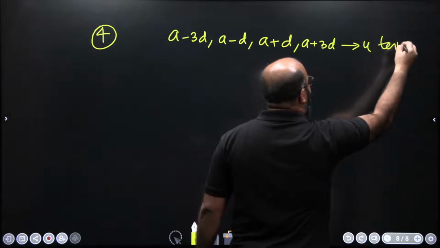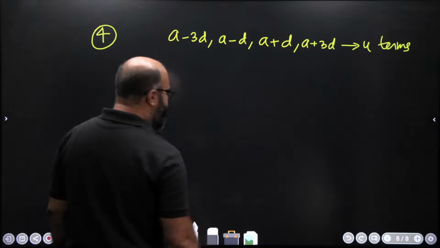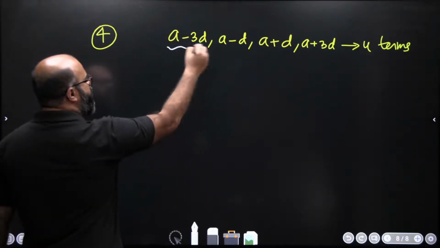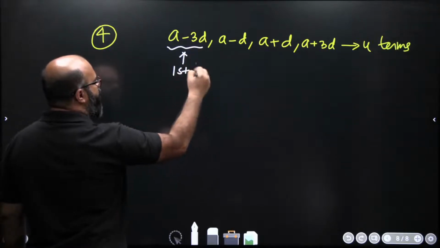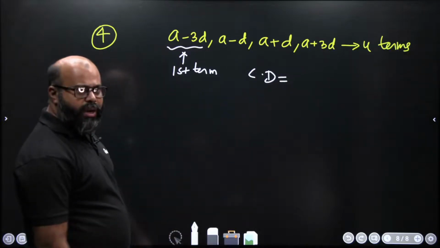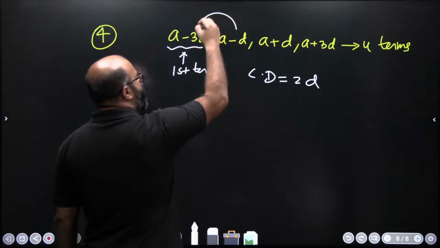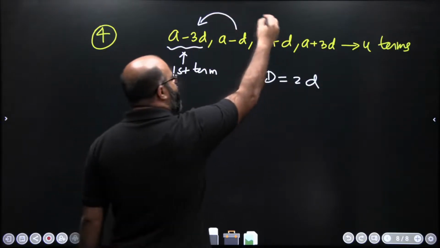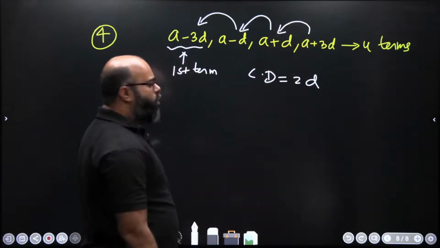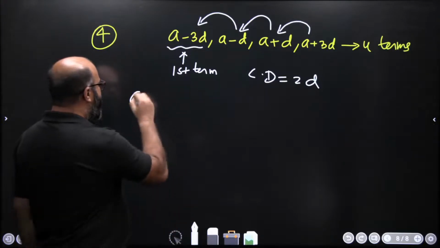For 4 terms, this is the pattern we take, again because we want the sum in such a way that d gets cancelled off. That is why we are taking it like this. So this is the first term of the AP. And if we talk about the common difference, don't think that d is the common difference here. The common difference is actually 2d, because if you subtract these two, you will get 2d. Or you subtract these two, you will get 2d. Or these two, you will get 2d. So the common difference is 2d. Keep this in mind. Now let us see a question where we can apply this.